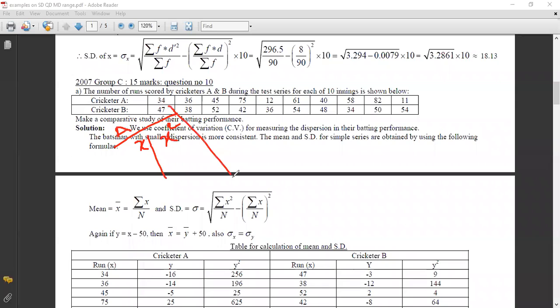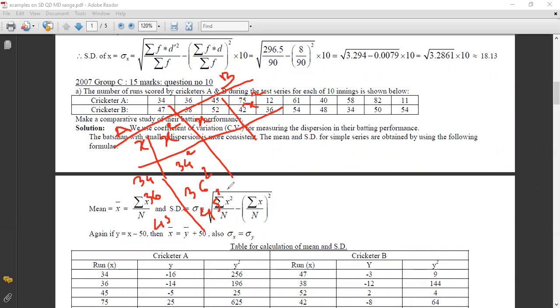Without using the technique of change of scale and change of origin. And for cricketer B, I can use say x and x square. Okay, and I can easily calculate like this 34, and that is 34 square. Okay, and then cricketer B next innings score which is 36. Then I write 36 square. Okay, then 45. Okay, and 45 square, etc.